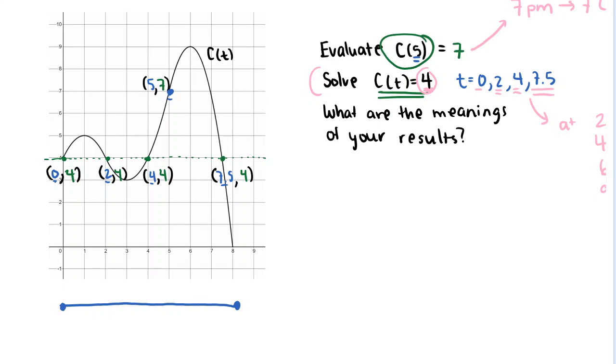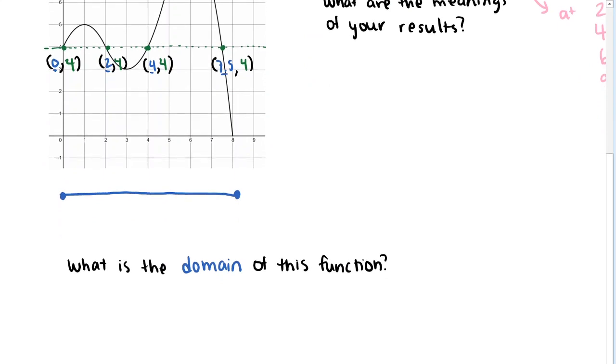If I plug 7.5 into our function, we get roughly 4 out. And so all these values that we can see along our horizontal axis are the input values that make sense for this function. These are the values in our domain. So here our domain is the set of values between 0 and 8.